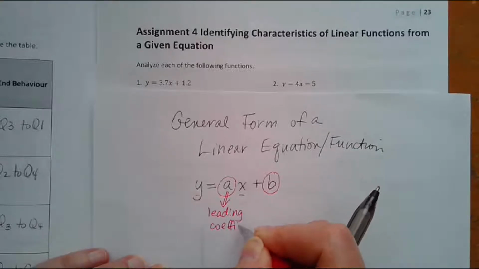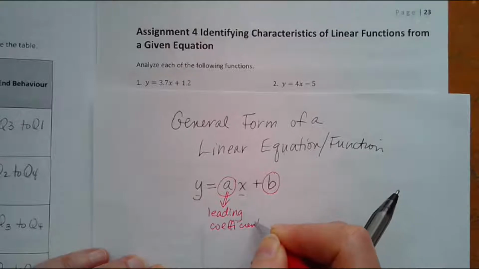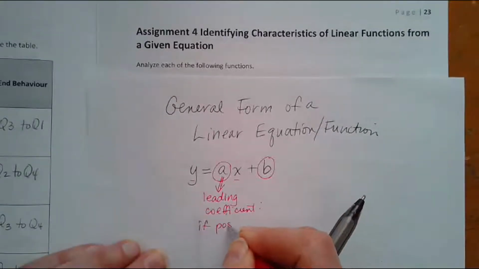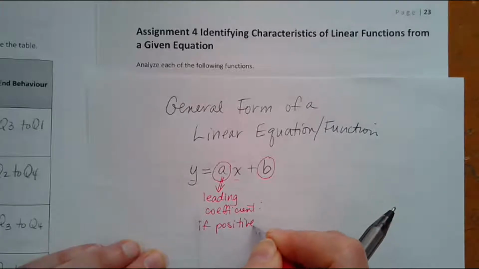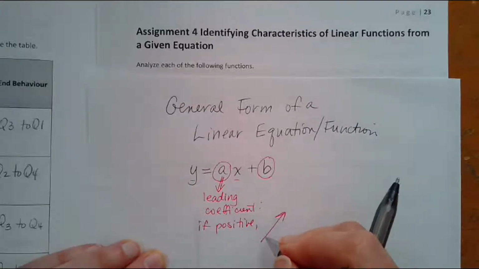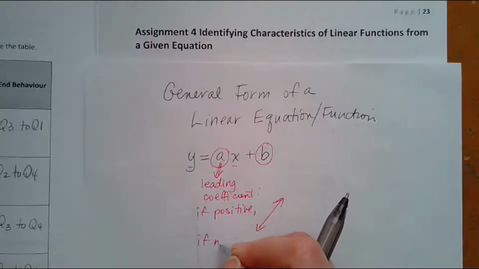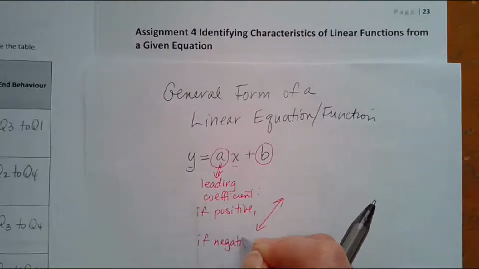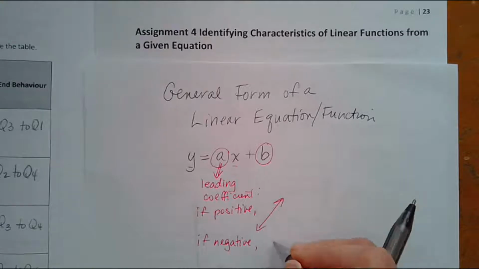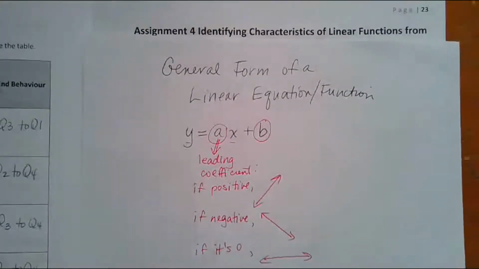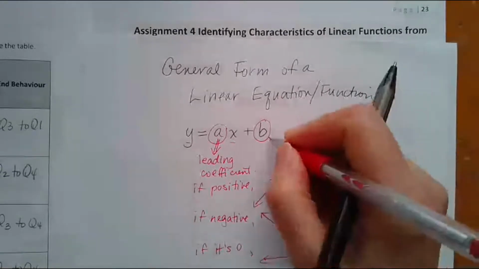And if it's positive, the graph slopes up, right? It trends upward. The line is upward. If negative, the graph slopes down.